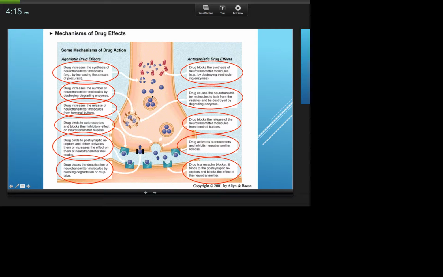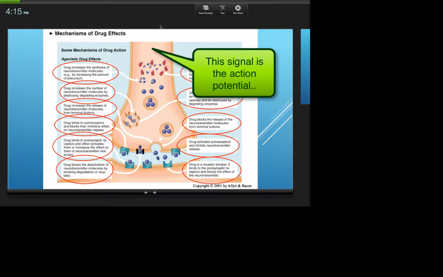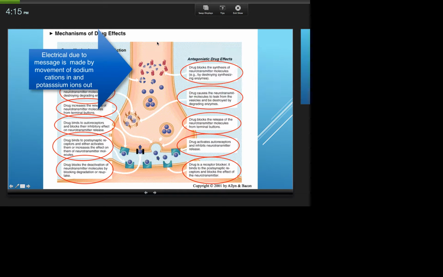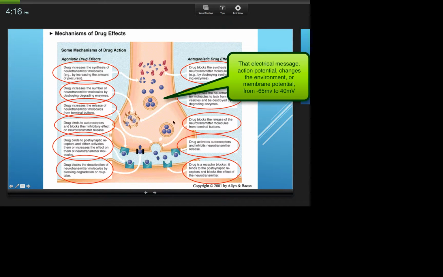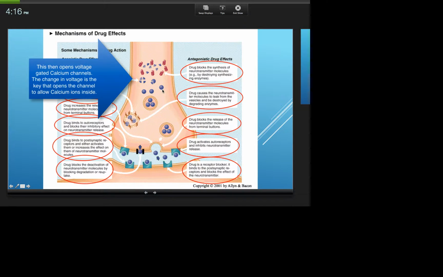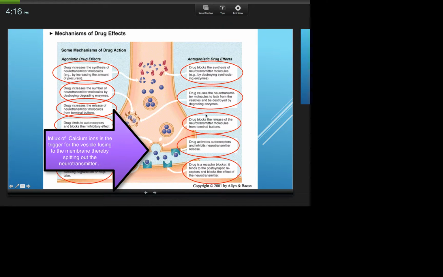All right, and what happens is a signal comes from the cell body down the axon, and it's an electrical message. We're going to go through this on a different slide in detail. I'm just giving you a brief overview. This electrical message, once it gets to the presynaptic terminal, called a button or bouton depending on who you talk to, changes the membrane potential. Basically, the environment changes, which triggers an influx of calcium, which triggers the spitting out of that chemical message. Okay, one more time.